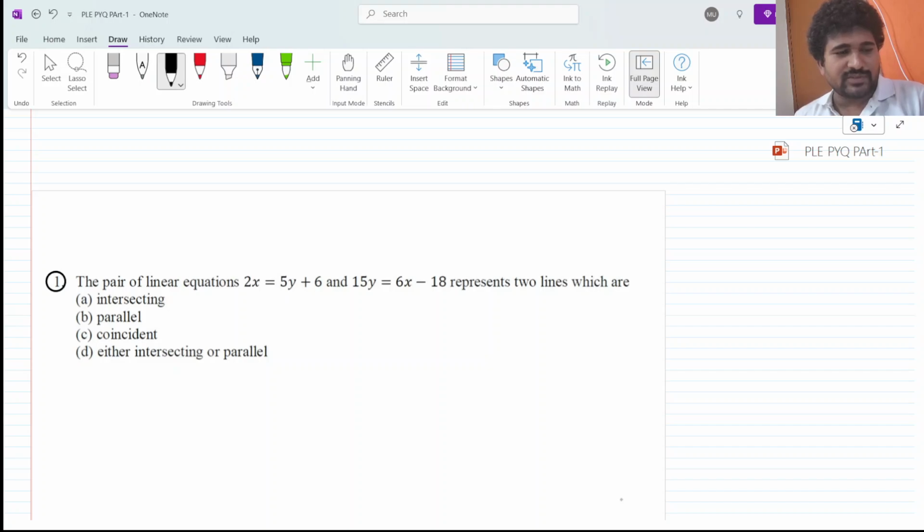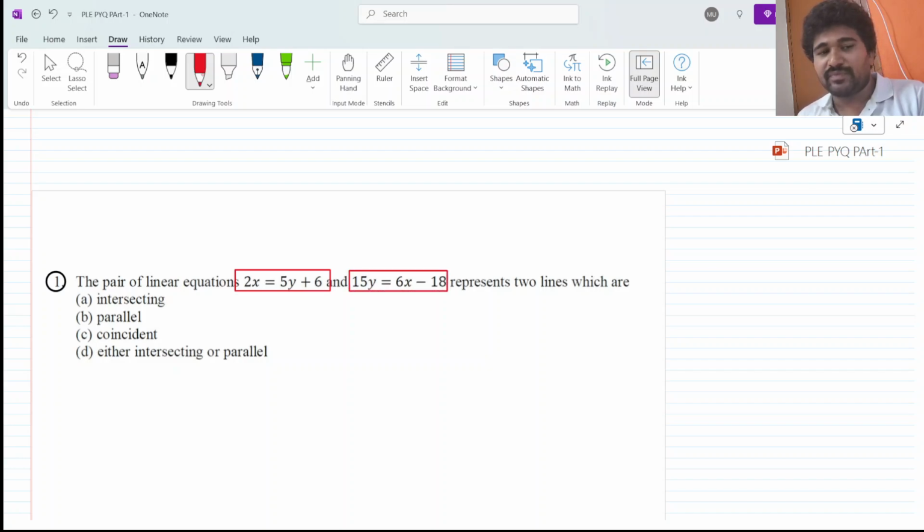What is the first question here they mentioned? The pair of linear equations, this and this, represent two lines which are intersecting, parallel, coincident, either intersecting or parallel. What is the possible situation he is asking? What you have to do means, first of all, you have to write down the lines properly.